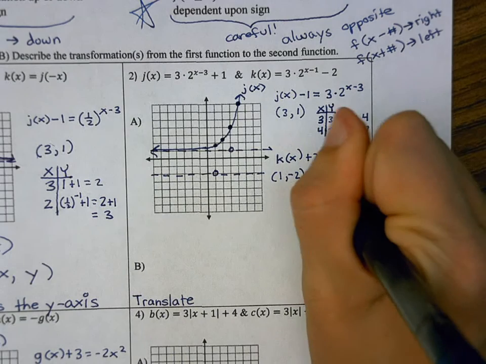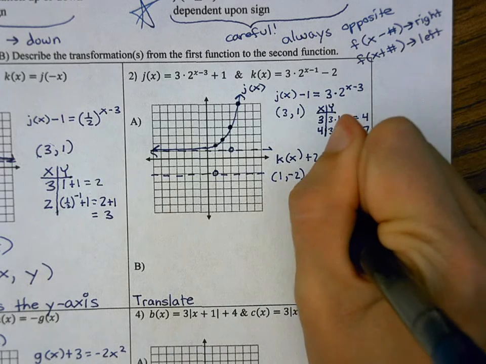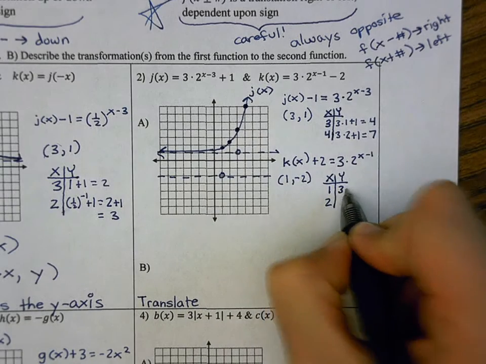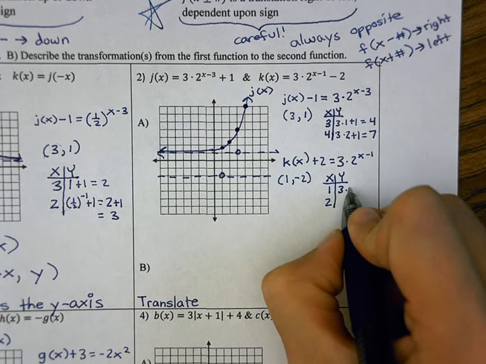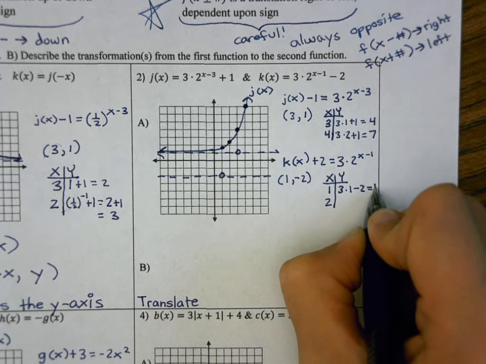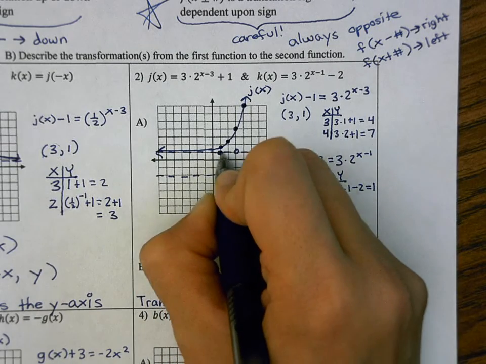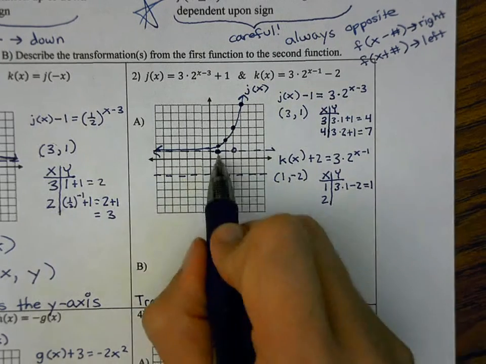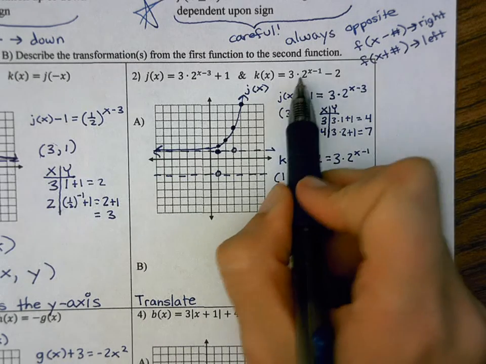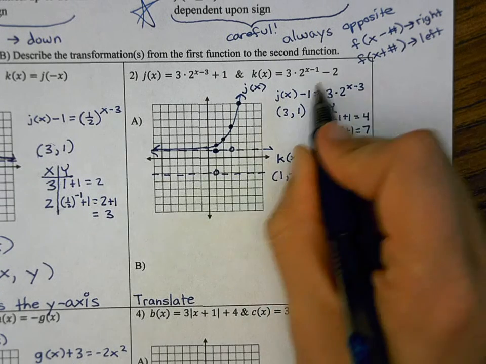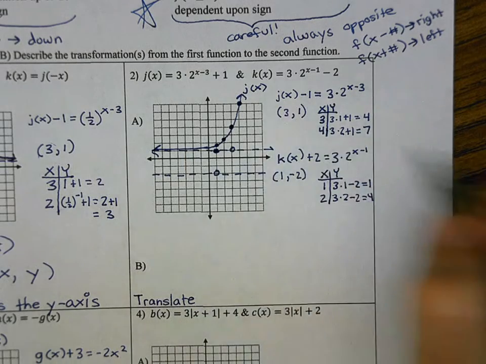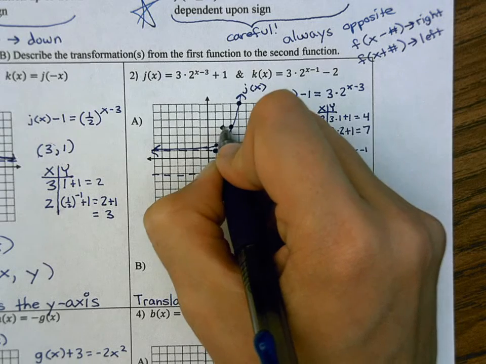I'm going to plug in 1, and I'm going to plug in 2 as my other point, although again, you can choose. When I plug in 1, I get 3 times 2 to the 1 minus 1, which is 2 to the 0, or 1, minus 2. 3 times 1 is 3, minus 2 is 1. So 1, 1 for one of my points. And then plugging in 2, I get 3 times 2 to the 2 minus 1, which is 2 to the first, or 2, minus 2, which is 6 minus 2, or 4. And so 2, 4 is my other.